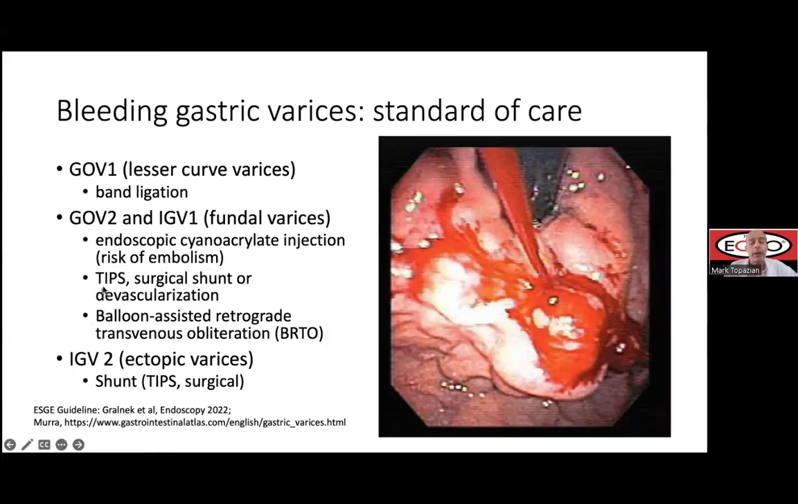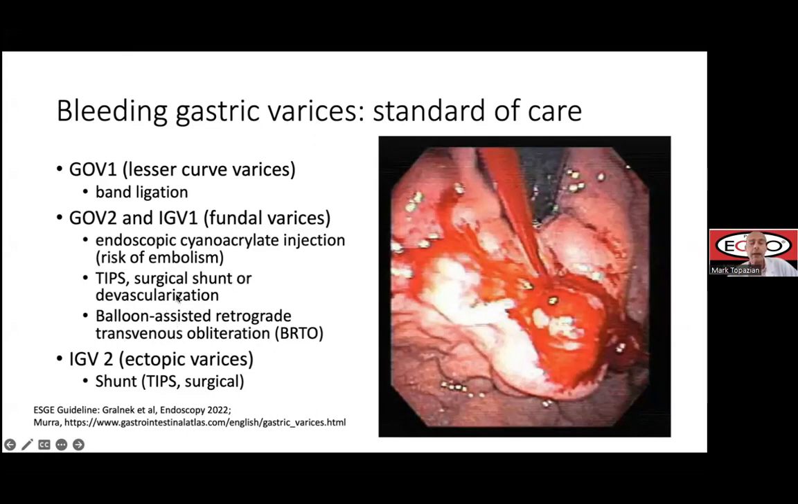Pulmonary embolism. Or you could do something to decompress the whole portal venous system, such as a TIPS, transjugular intrahepatic portosystemic shunt, or a surgical shunt, or a surgical devascularization procedure. Or you could do an interventional radiology procedure, so-called balloon-assisted retrograde transvenous obliteration, or BRTO, and there are multiple variants that we're going to touch on later. So for fundal varices that are bleeding, you're going to need to do something.